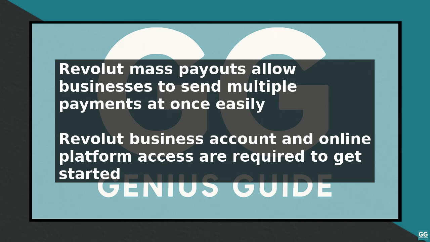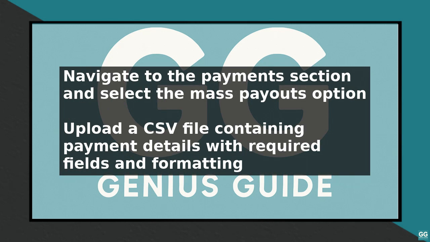You will be prompted to upload a CSV file containing the payment details, including the recipient's name, account number, and payment amount. The CSV file should be formatted according to Revolut's specifications, which can be found in the platform's help section. Make sure to include all the required fields and format the data correctly to avoid any errors.